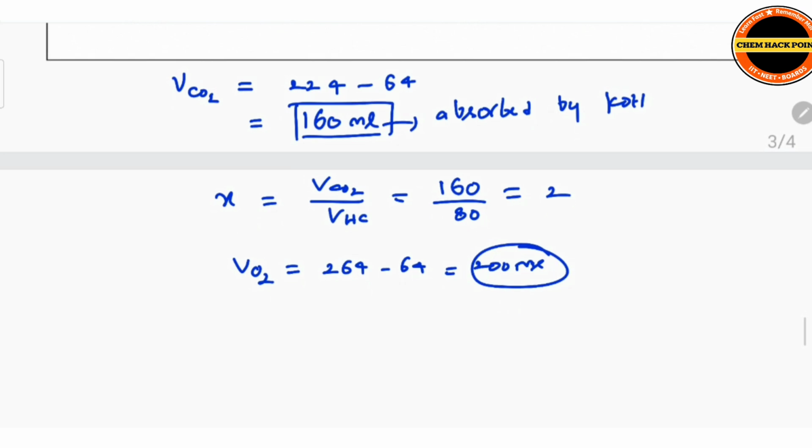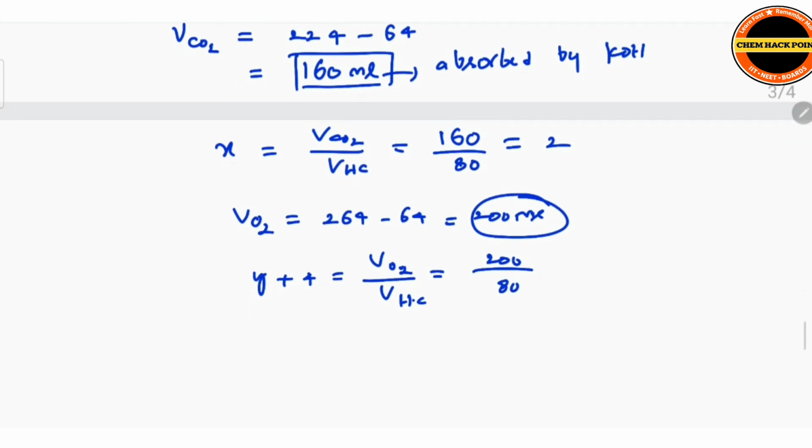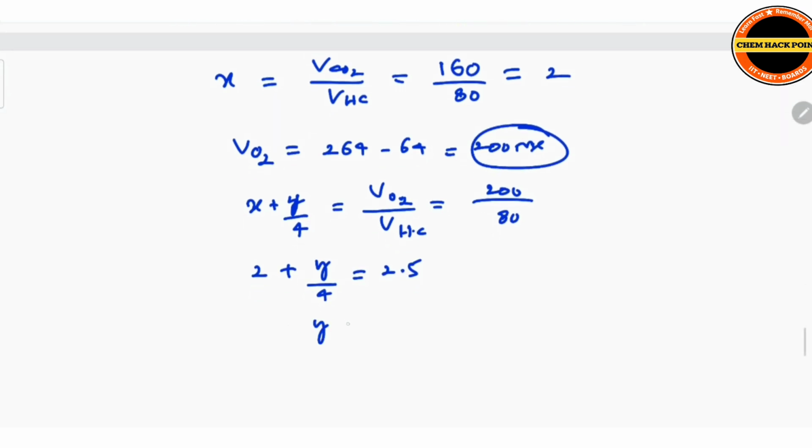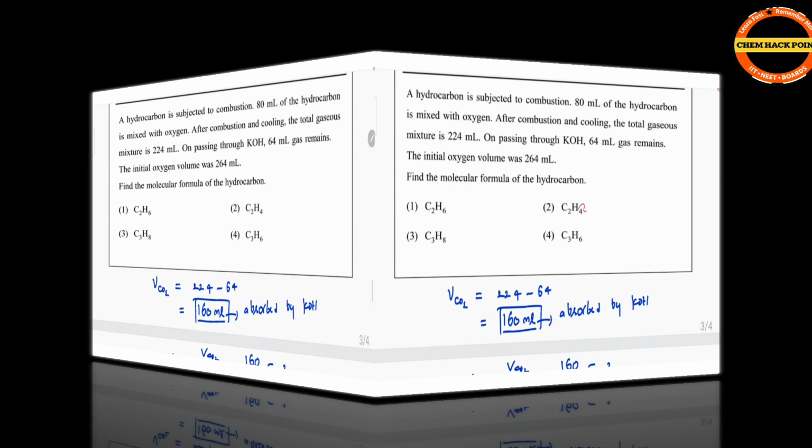So with this information, how can we get it? X plus Y by 4 is equal to volume of O2 by volume of hydrocarbon. Volume of O2 is 200, hydrocarbon is 80. X value we know is 2. So Y by 4 is equal to how much you will get? 200 by 80 is 2.5, so the remaining Y by 4 is 0.5. Once you substitute the X value and calculate, Y is equal to 2. So among the given options, the answer should be C2H2.